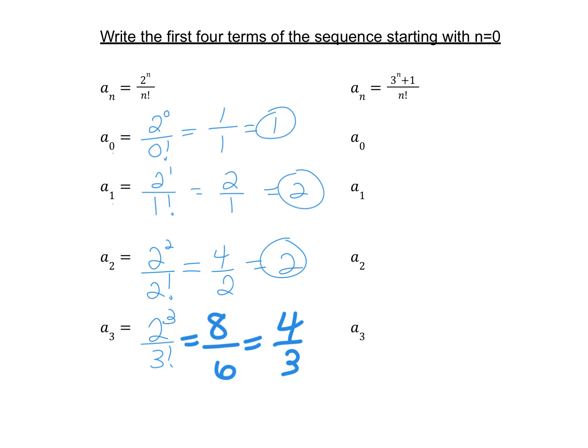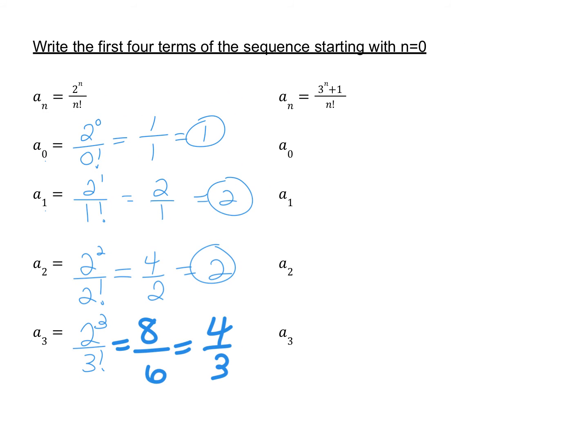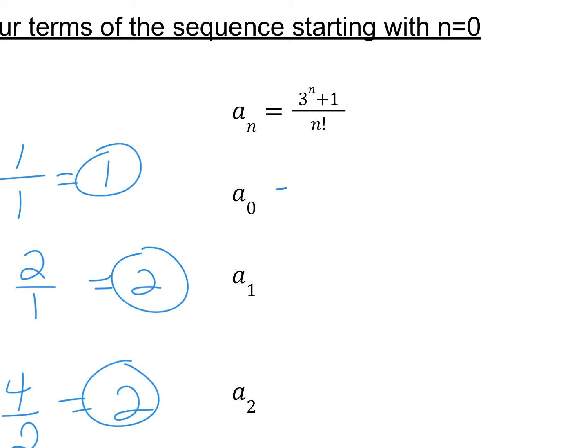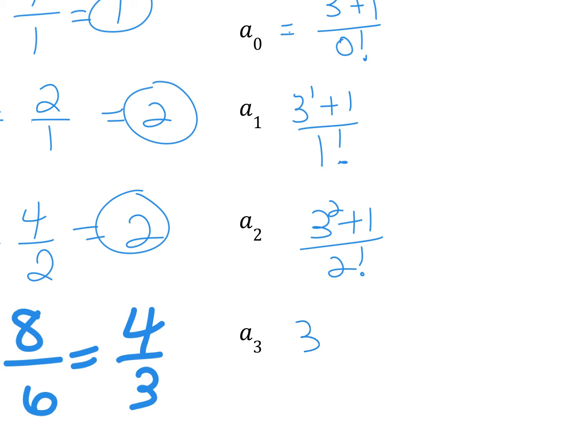Okay, we want to look at another example here. Again, it's the same basic idea. We've got 3 to the n plus 1. So we're just going to take out n, in this case, and put 0. 3 to the 0 plus 1 over 0 factorial. 3 to the first plus 1 over 1 factorial. 3 to the second plus 1 over 2 factorial. And then 3 to the third plus 1 over 3 factorial.